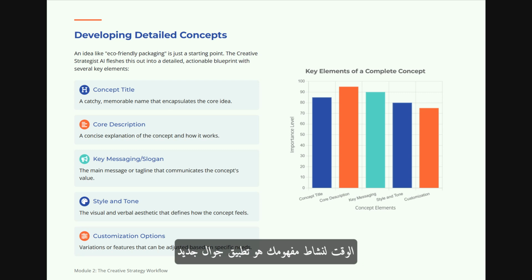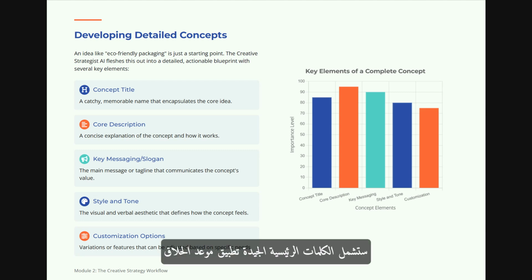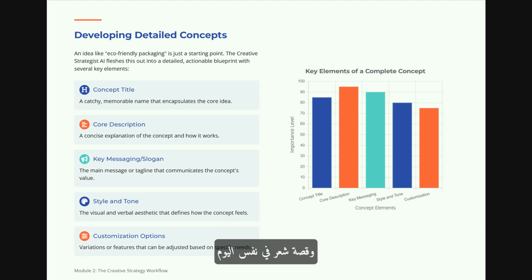Time for an activity. Your concept is a new mobile app that helps people find and book appointments at local barbershops. List 5 relevant keywords that someone might use to find an app like this. Good keywords would include barber appointment app, find barbers near me, local barbershop booking, same-day haircut appointment, and same-day haircut.